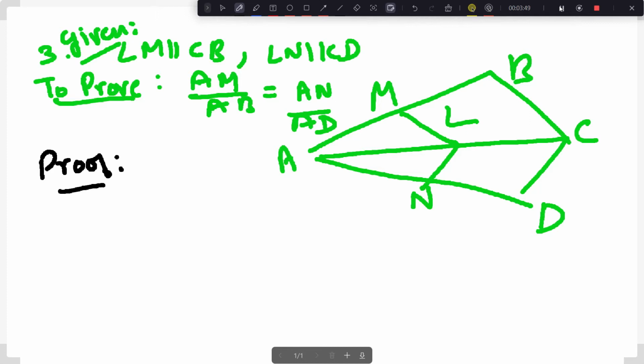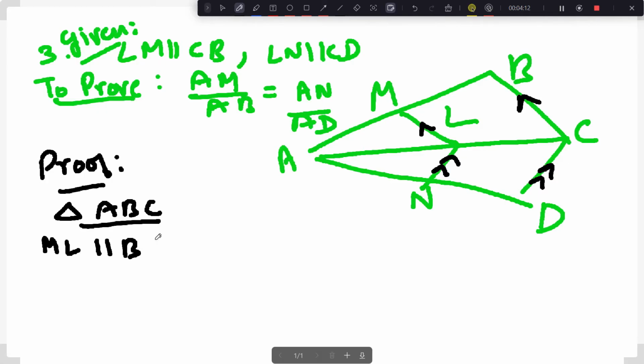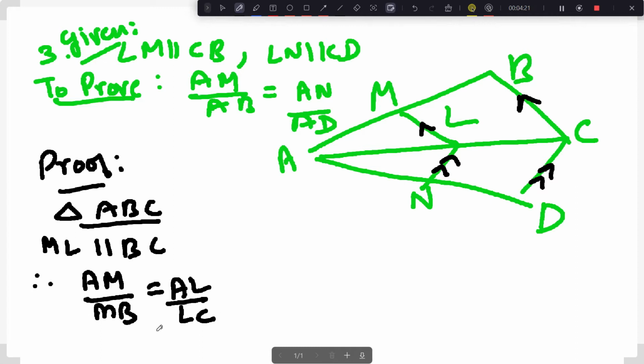There are two triangles. LM is parallel to BC. This is parallel to this, and this is parallel to this. LM is parallel to CD. So we have to prove that AM by AB is equal to AN by AD. So first let's look at the triangles separately. Right? Let's look at triangle ABC. MN is parallel to BC. Therefore, AM by MB is equal to AL by LC. Right?